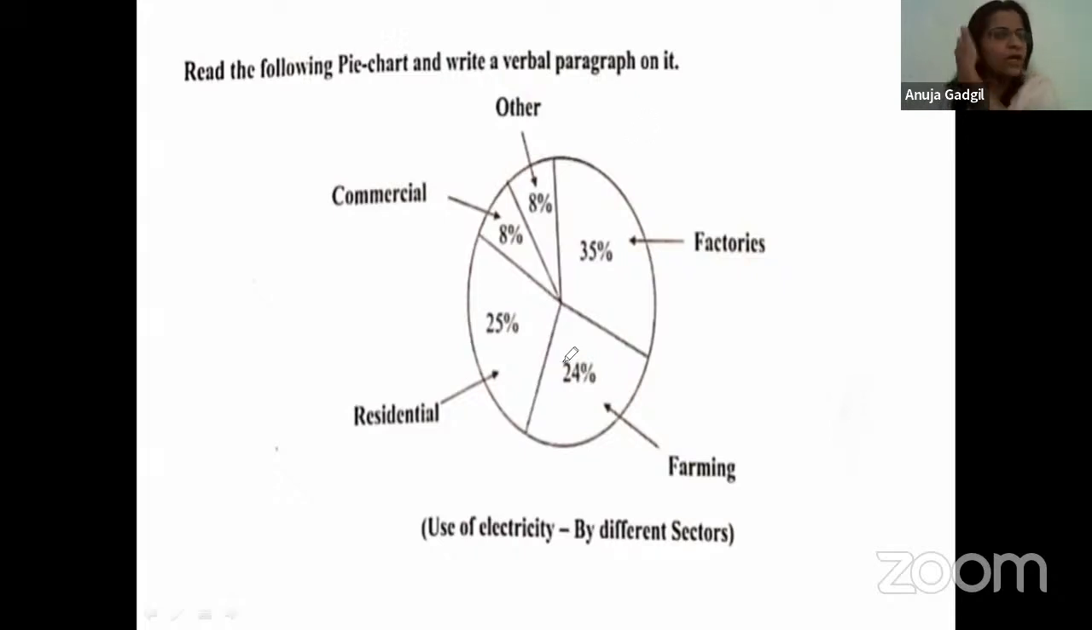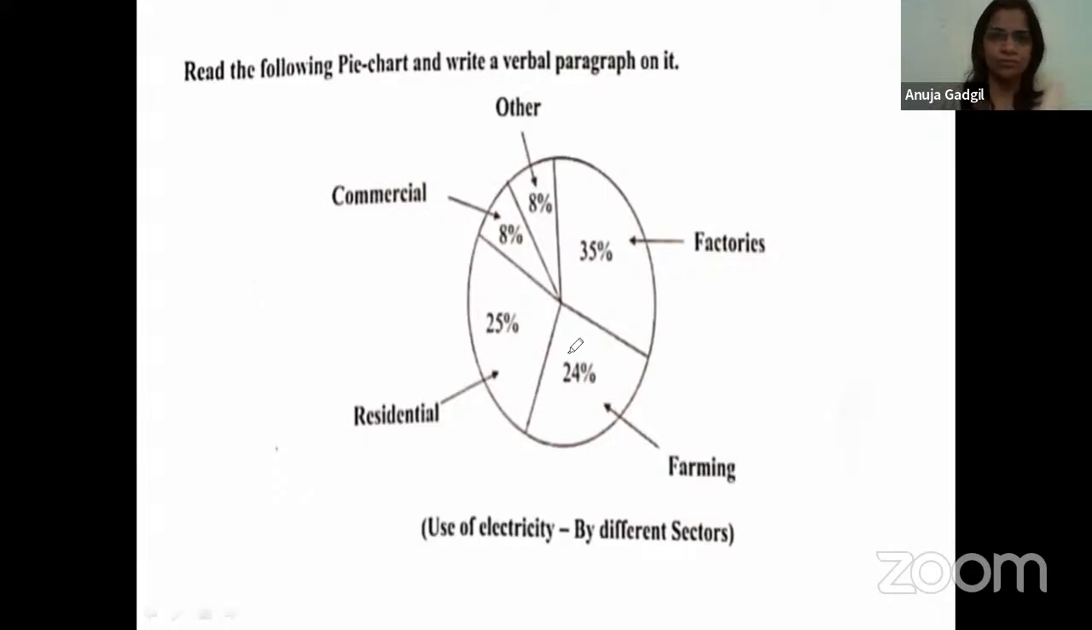So my dear friends, look at the pie chart, and I have some questions for you. Tell me which sector uses maximum electricity, consumes maximum electricity. Think. Yes, my dear friends. Everyone think and type in the chat box, and I want you to tell me the percentage also. Which sector consumes the maximum amount of electricity? Any guesses?